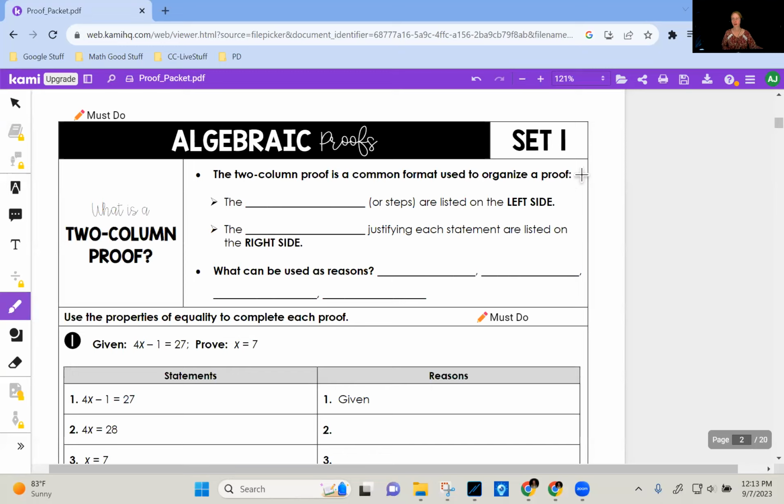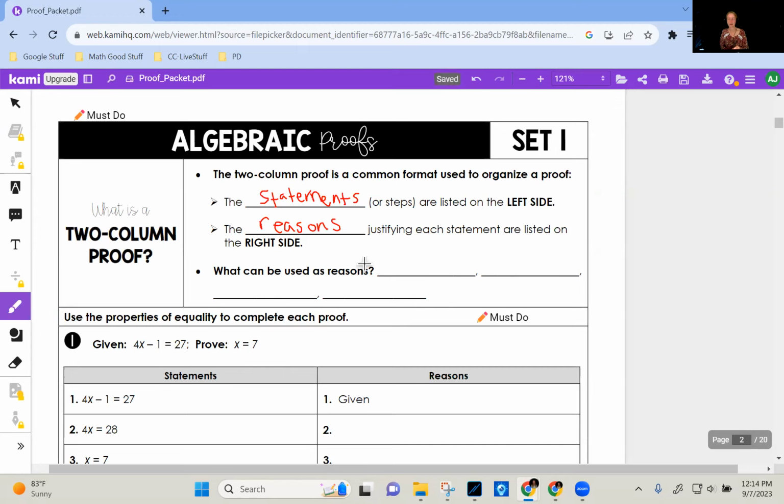So here we go. We are on page 2. We have algebraic proofs, set 1. And right up here at the top, we just have some notes. So what is a proof exactly? And we're specifically going to talk about 2-column proofs. In a 2-column proof, it's just a way to organize a proof. We say that the statements or steps are listed on the left side. That's going to be this side. See, I have it labeled as statements. The reasons justifying each statement are listed on the right side.